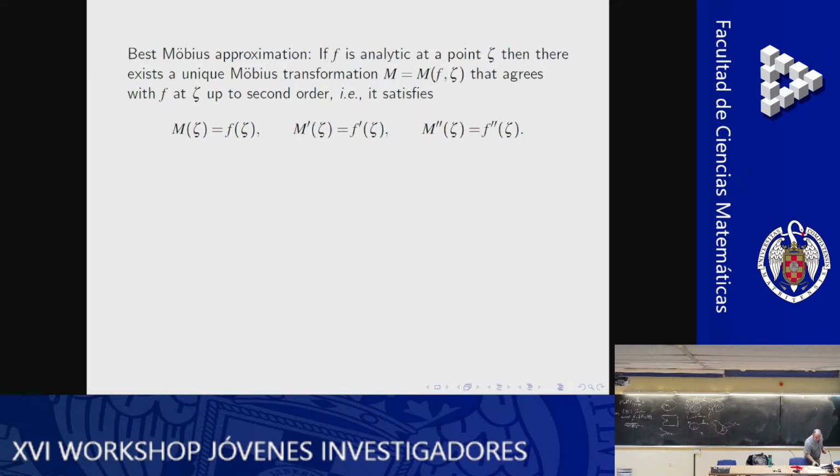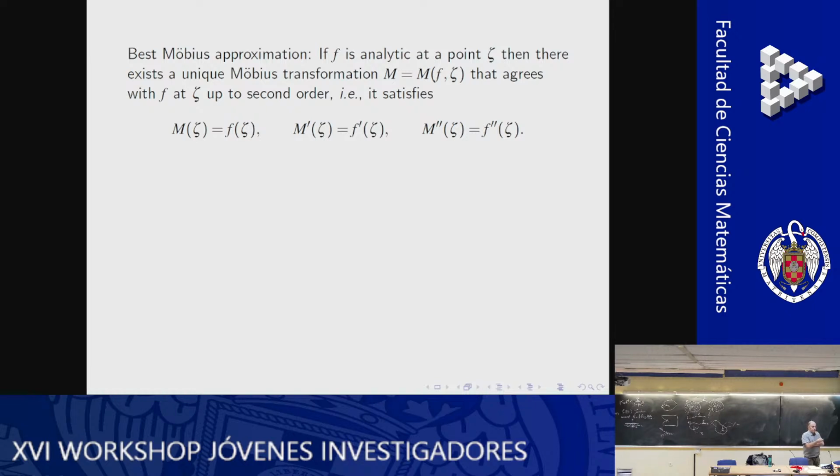Good. Now, the thing that got me into this problem is the following. There is yet another understanding of the formula of Ahlfors and Weill by best Möbius approximation. Let's see what this is. If f is analytic at a point zeta, then there exists a unique Möbius transformation such that it agrees with f at that point up to second order. So at the value, first and second derivative. Remember that Möbius transformations have 3 free parameters. So giving these 3 conditions determines the Möbius transformation.